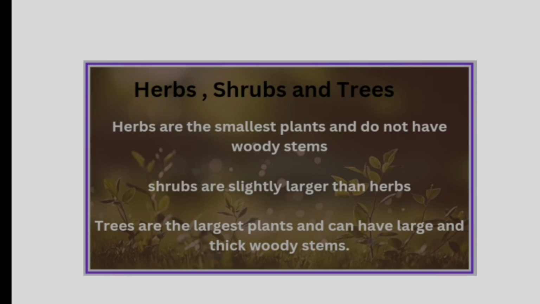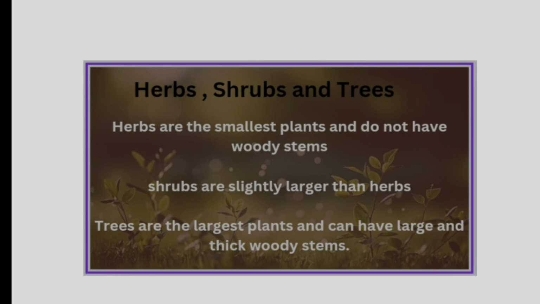And next, shrubs are slightly larger than herbs. Some plants develop branches near the base of the stem, and that stem looks hard, but they are not very thick. So this type is called shrubs. Example, pomegranate, rose plant. Rose plant usually looks bushy. So these are some examples.